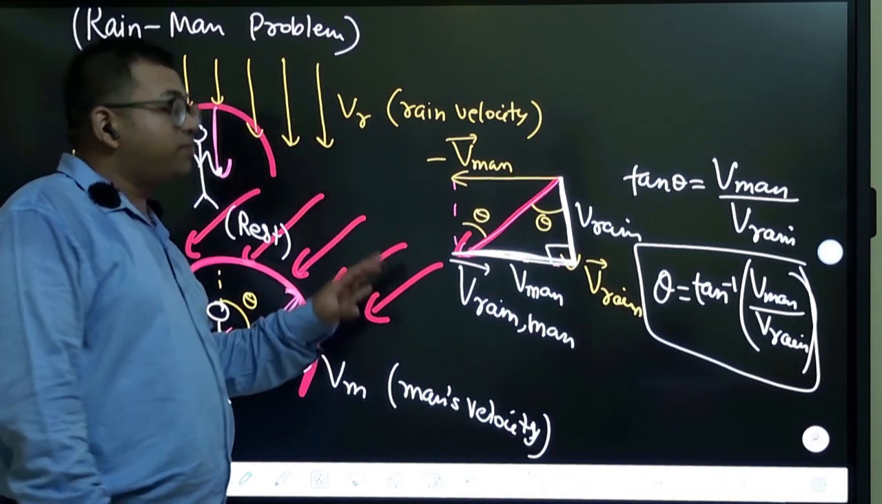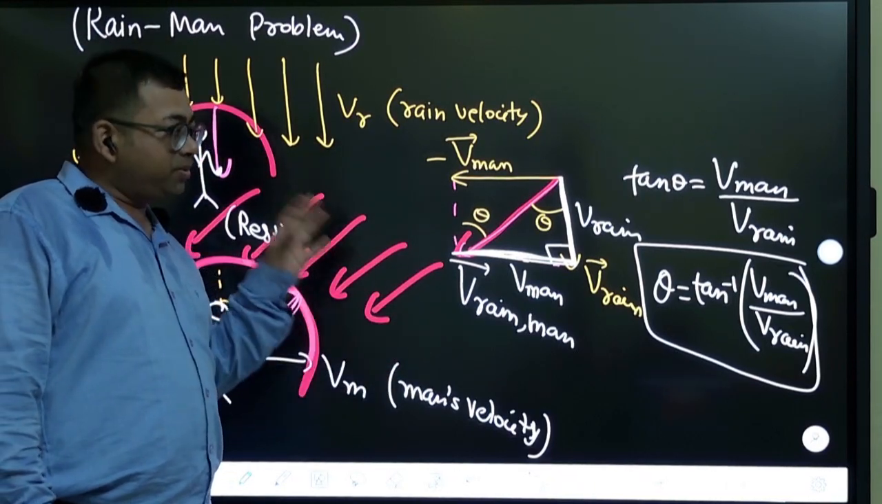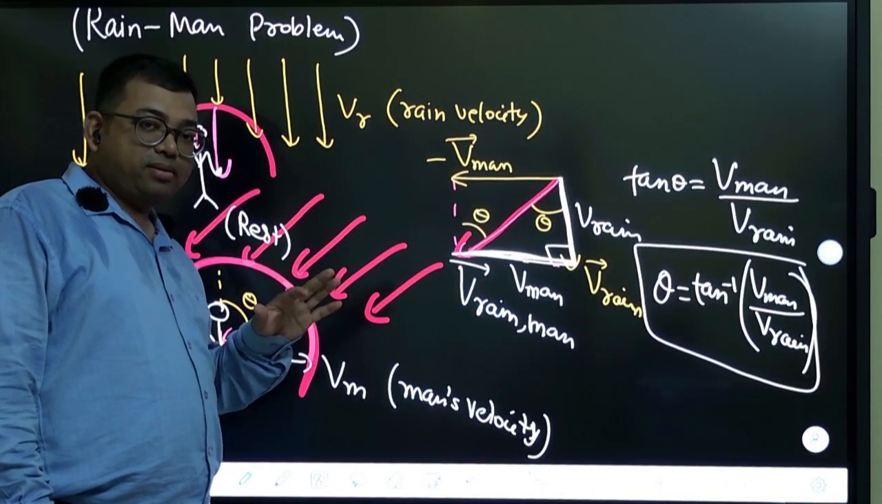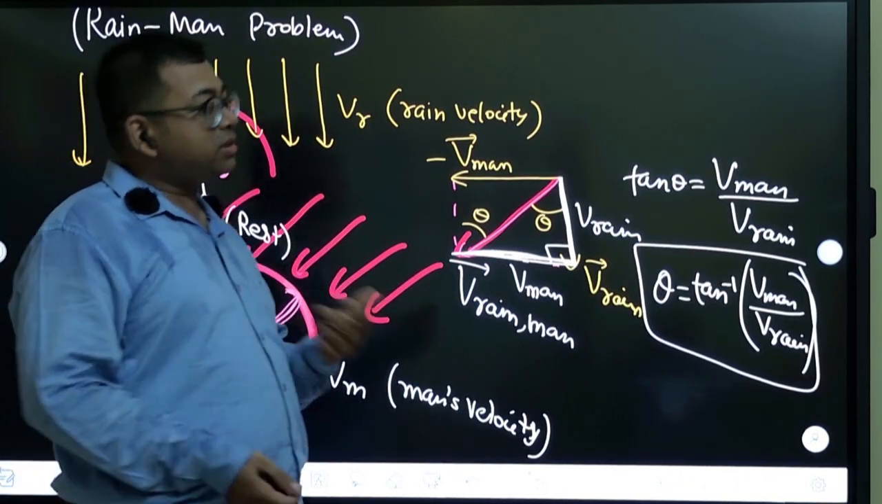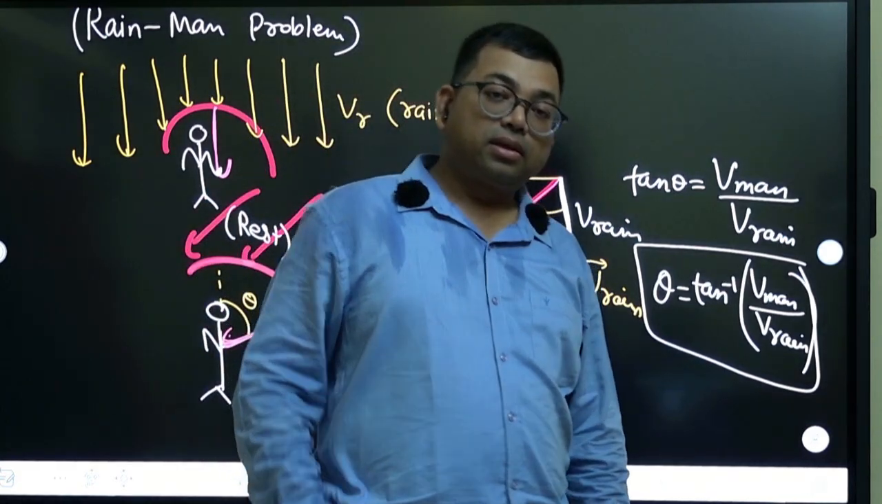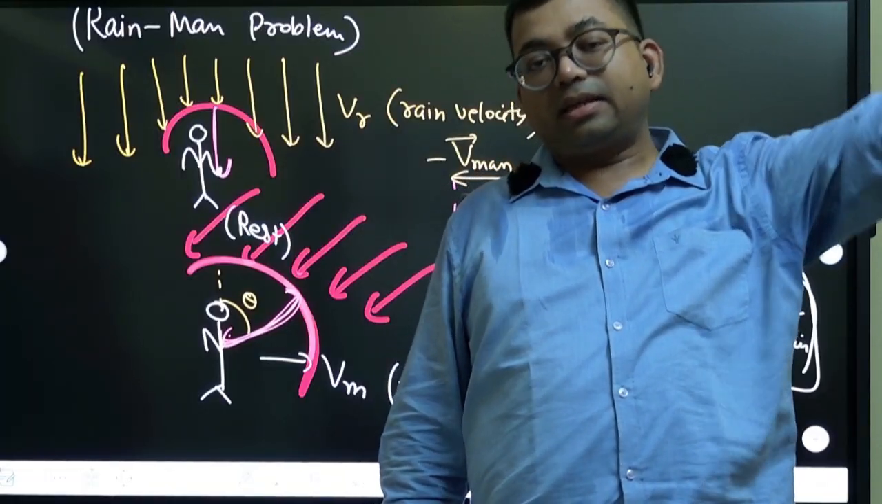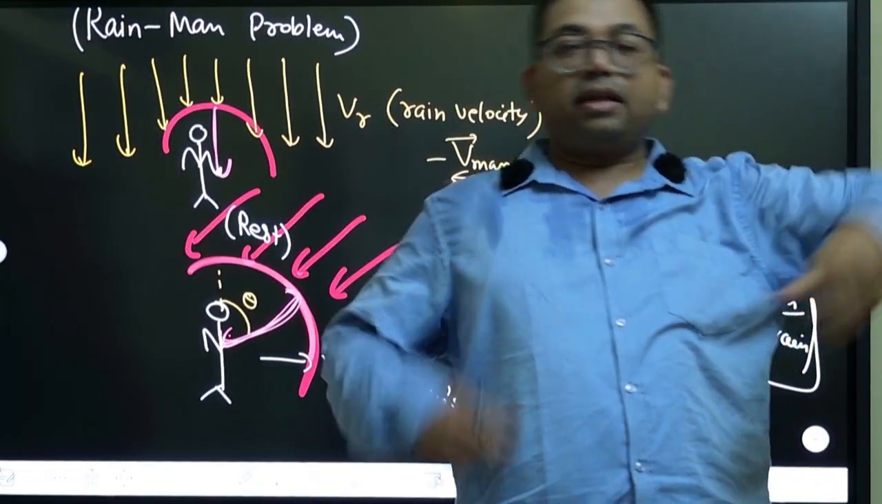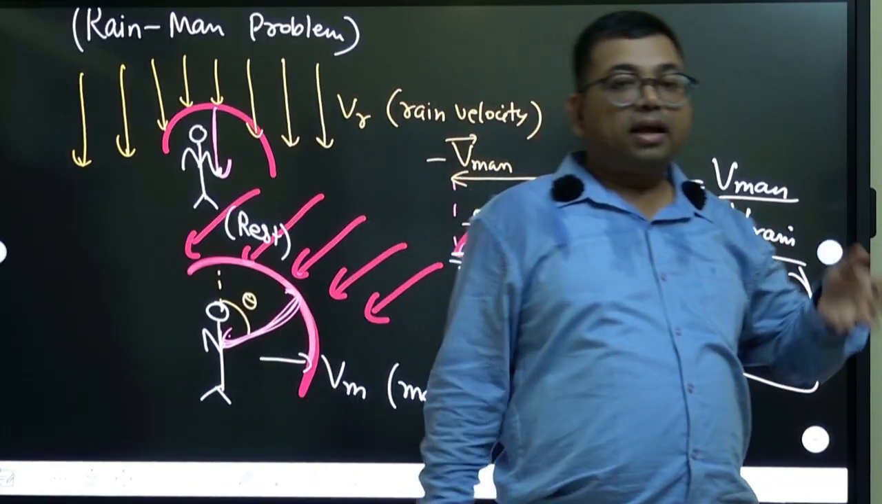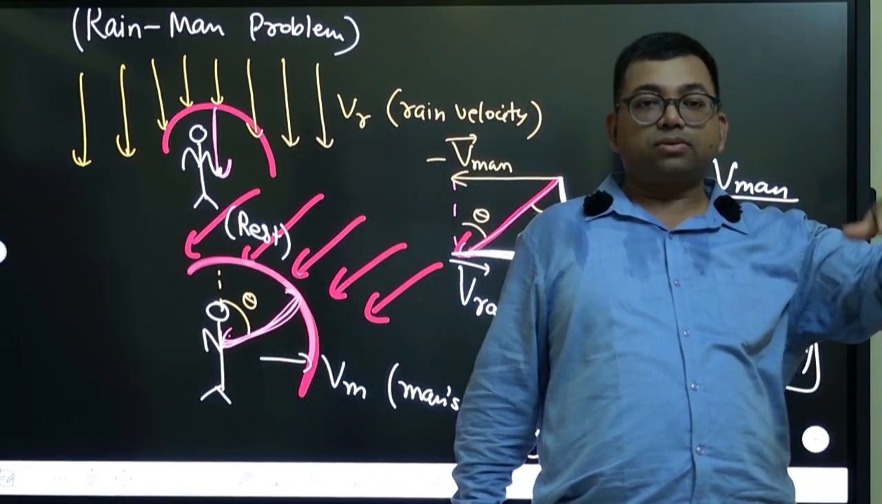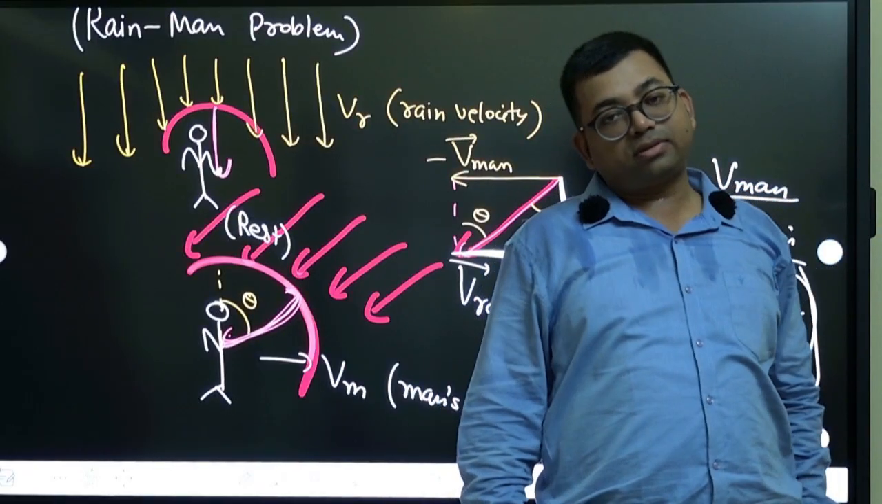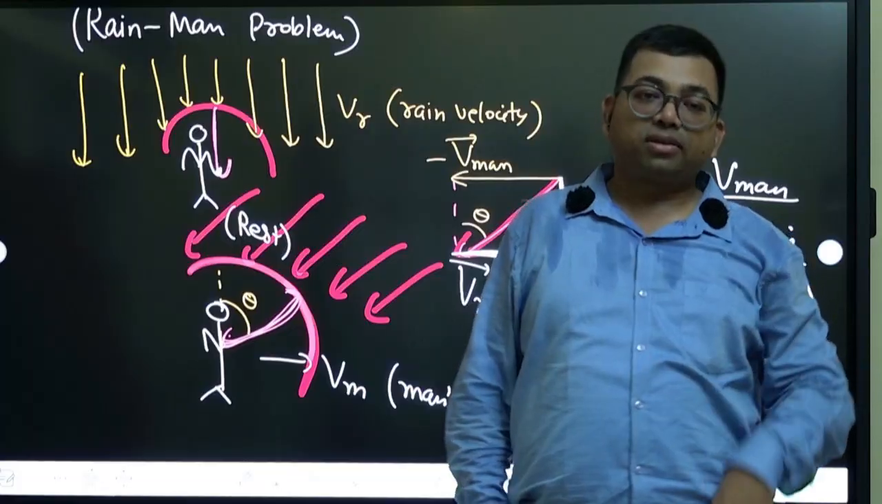Okay, this question was very easy. Why? Because previously the man was not running, he was stationary. But suppose initially the man was running, and he sees the rain at some angle theta 1. Then he changes his speed and sees the angle change to theta 2. Then how do we calculate that? Very, very important thing.